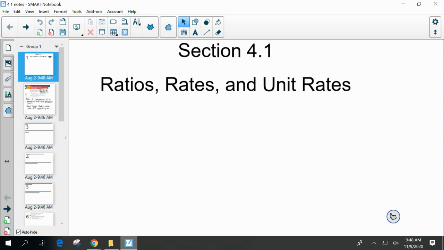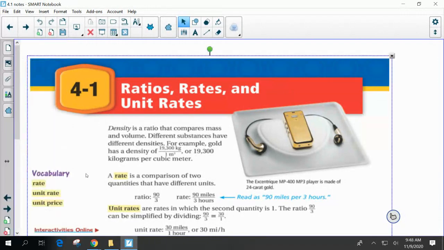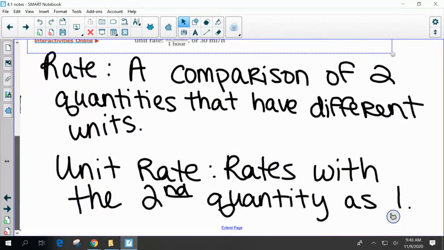All right, so section 4.1, we're talking about ratios, rates, and unit rates. I have two vocab words for you to write down. If you want to find the spot on your notes that has the title, you could probably write these underneath of it. So you're writing down a rate is a comparison of two quantities that have different units.